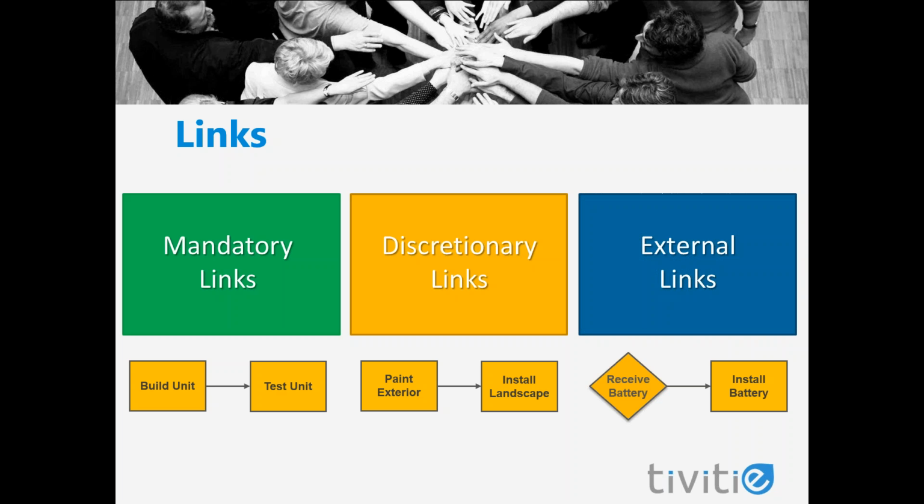The third category of links are external links. External links are links with tasks outside of the project. These are typically modeled with a milestone that represents the receipt of the item that is coming from outside. You will typically assign a start no earlier than date constraint on that milestone that represents the date you expect to receive the item. So for example, if you're receiving a battery from an outside vendor, that could be represented as an external link in your schedule.